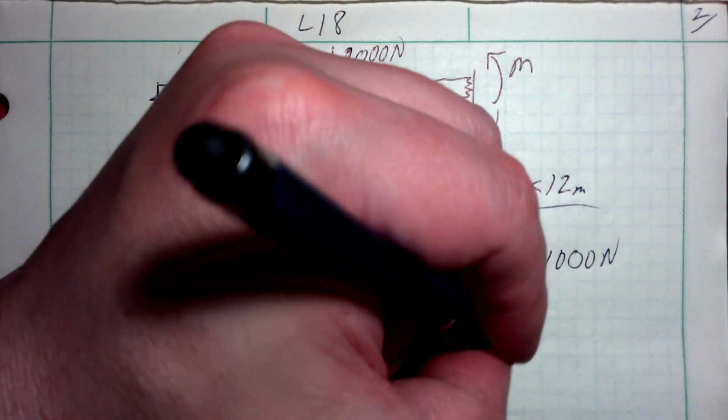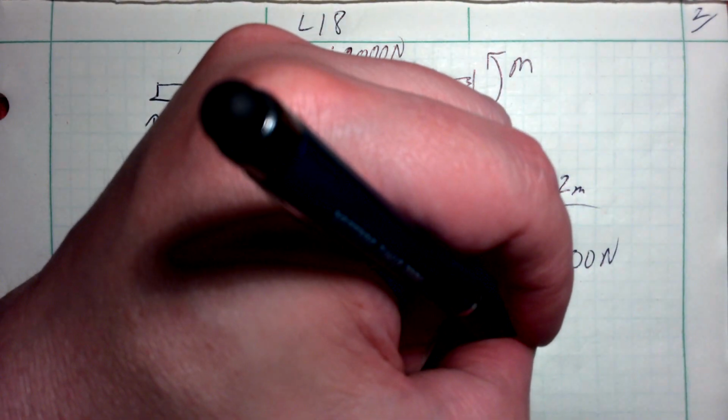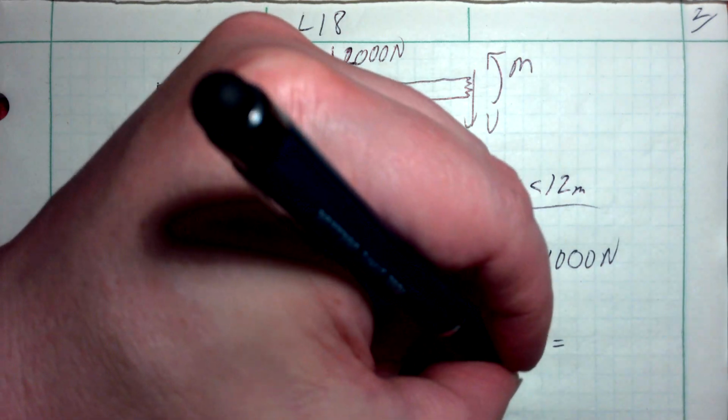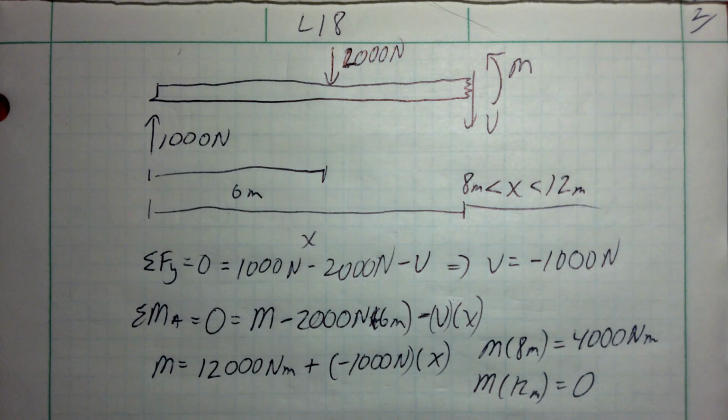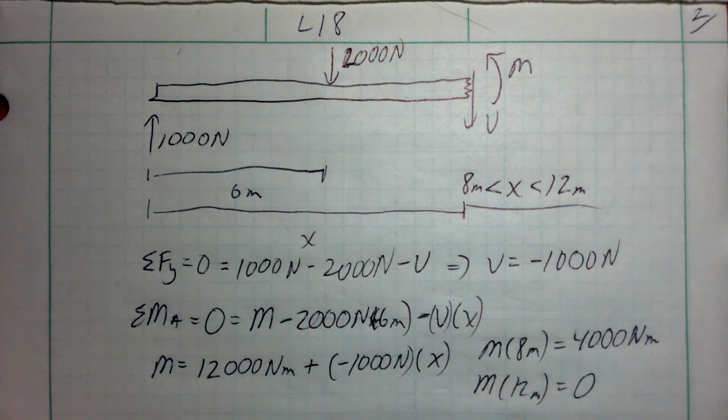So go ahead and find where I plug in x is equal to 8 meters here, and where I plug in 12 meters for x. Pause it, get those values, and let's come back. All right, look at that. We start at 4,000 Newton meters, and when you plug in 12 meters at the very end of the beam, notice it goes back to 0.